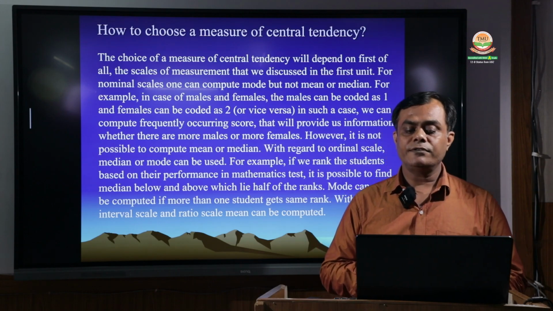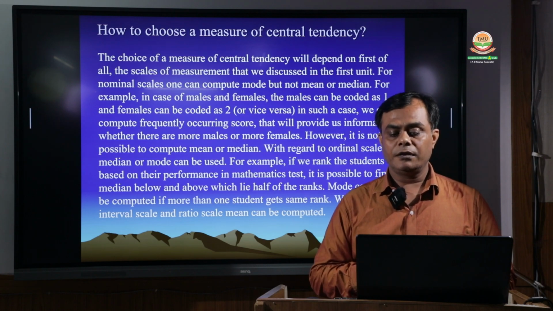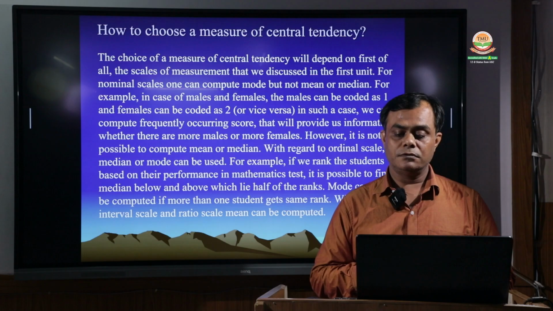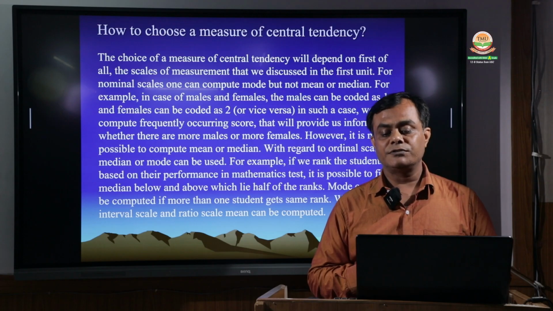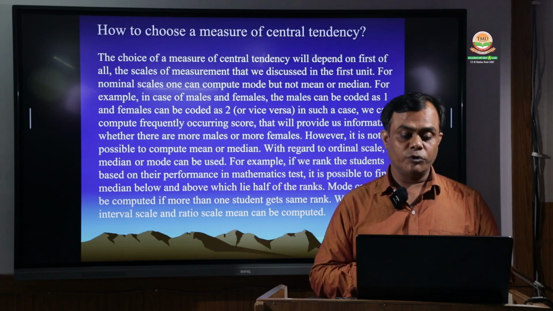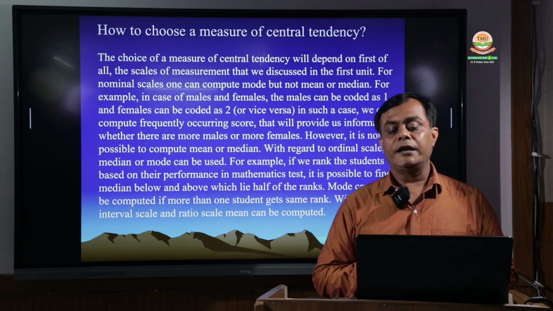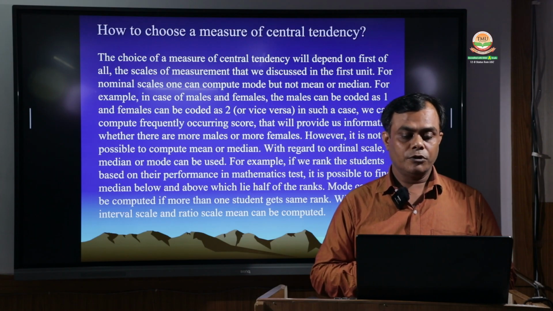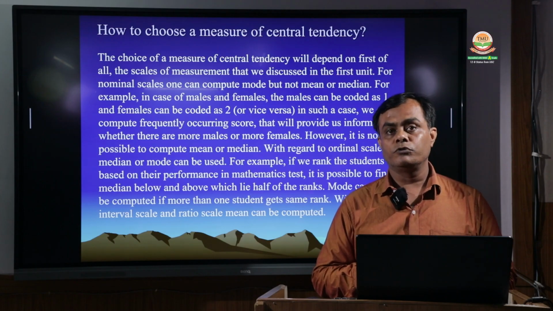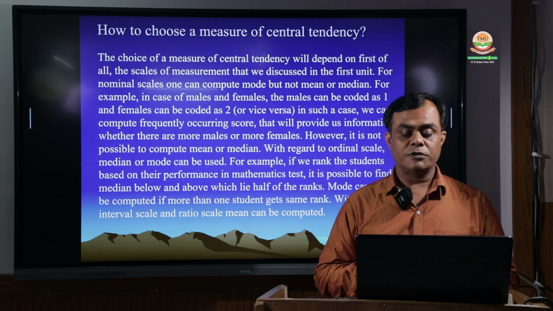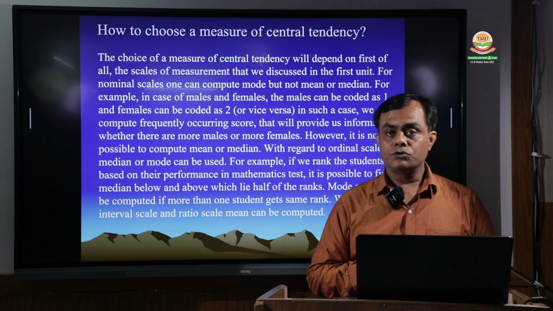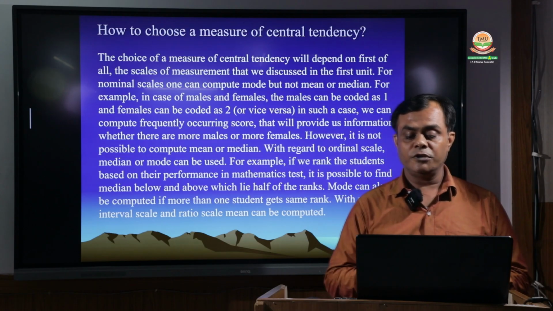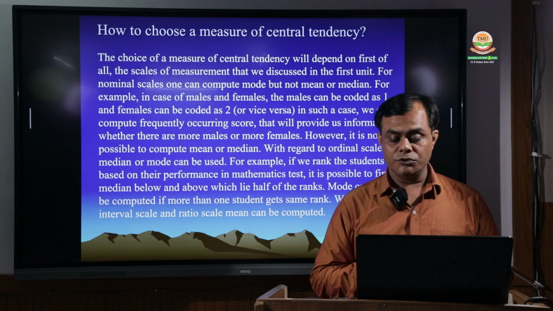For example, in the case of male and female, the male can be coded as 1 and female can be coded as 2, or vice versa. So we can compute the frequency of occurrence, which will provide us information on whether there are more males or more females. However, it is not possible to compute the mean and median. With regard to the ordinal scale, mean and median can be used. So on an ordinal scale we use mean and median, but on a nominal scale we use the mode.